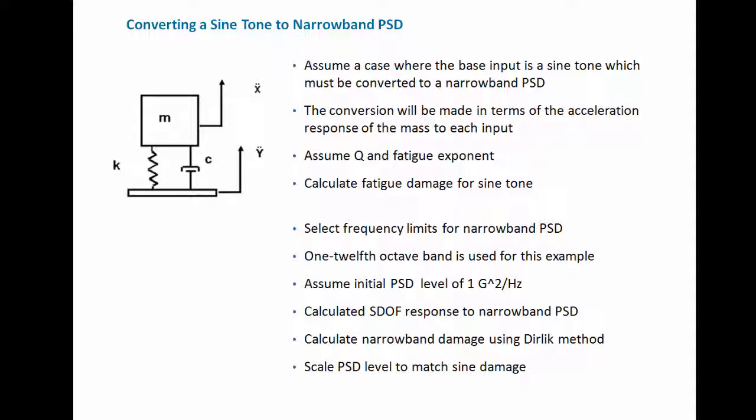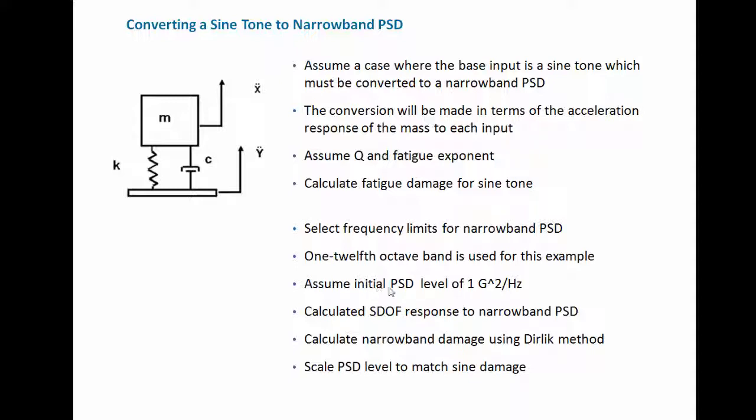Okay, so let's see. Again, we're going to base this on the acceleration response of the mass for both sine and random. Again, we're going to have to assume a Q value and fatigue exponent. And we're going to calculate the fatigue damage for the sine tone. Now, once we have that, then we're going to say, okay, let's come up with an equivalent narrowband PSD that has that same fatigue damage. So to do that, we have to select our frequency limits. I'm going to propose we use 1/12 octave band spacing. So the center frequency of that band will be the same as the sine tone frequency.